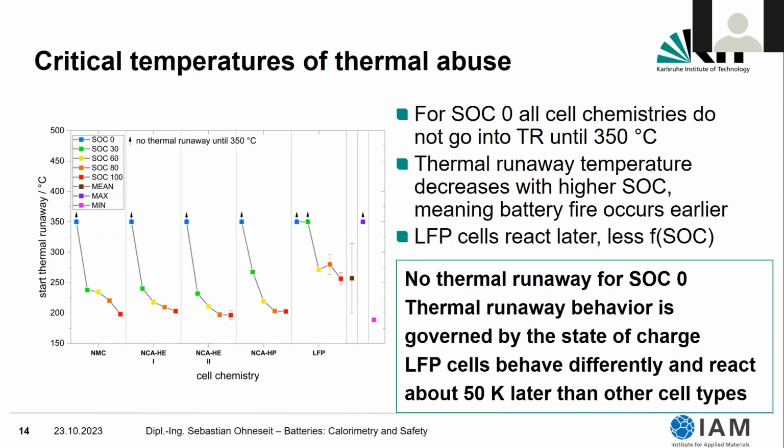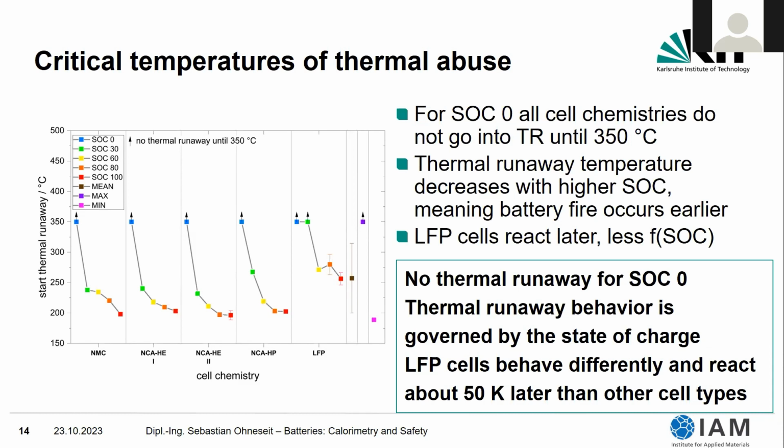And I guess everyone was awaiting it, the start of thermal runaway temperature, the moment where the cell goes into a rapid reaction and a battery fire is about to happen in less than a second. And what is interesting here is that for a state of charge of 0, all cell chemistries do not go into thermal runaway. We tested this until 350 degrees C and stopped heating then, but we discussed with a few colleagues, and it is not to be awaited that there's a thermal runaway at a higher temperature, because all of the electrolyte is already evaporated at this moment. Even at a higher temperature, no thermal runaway to be expected.